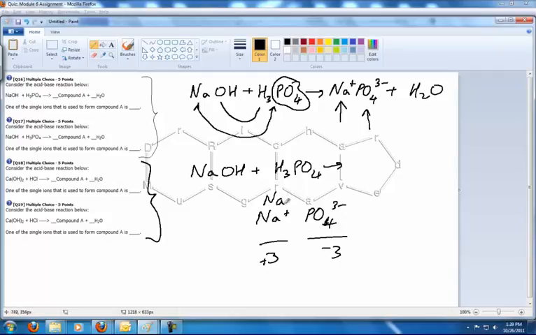Well, what it means is I'm going to need a total of 3. So Na plus, Na plus, Na plus, so a total of 3. That will give me 3 plus, that'll give me 3 minus, and you can see that everything's going to balance out. So the compound now becomes Na3PO4. That's actually my compound A.